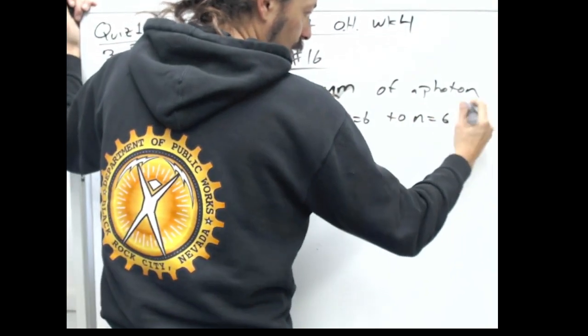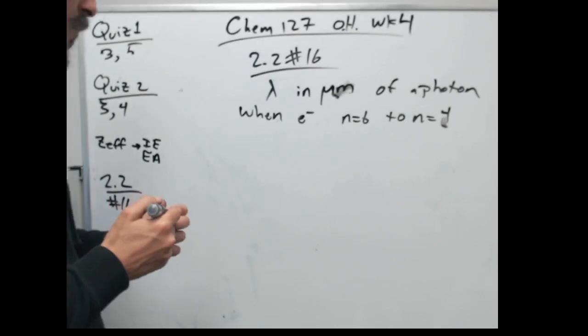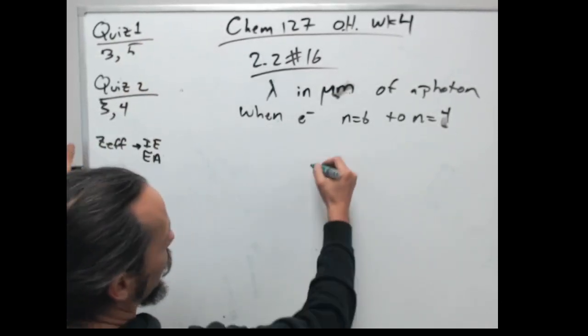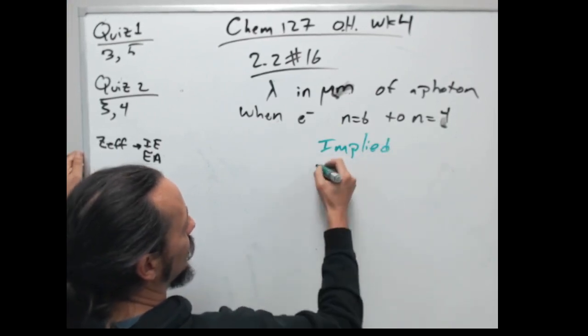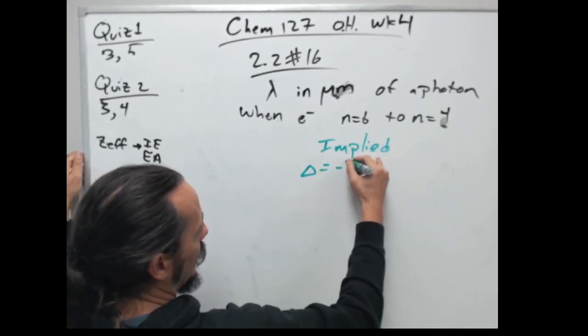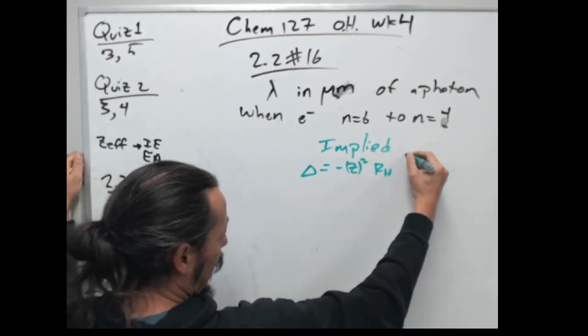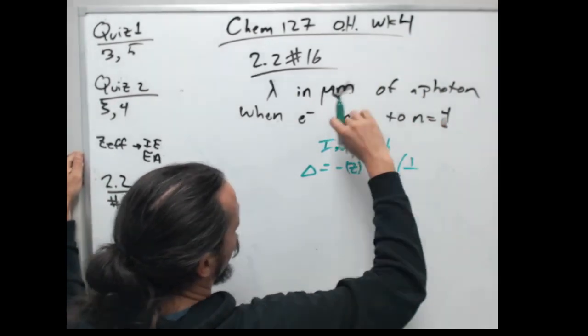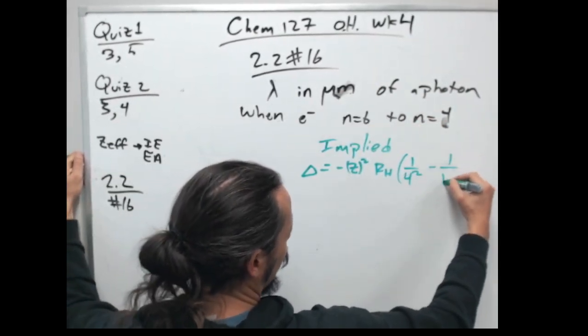Yeah, that's a good one. Okay. What's the implied information? Rydberg. Right. Delta E equals negative Z squared over H, 1 over 4 squared minus 1 over 6 squared.